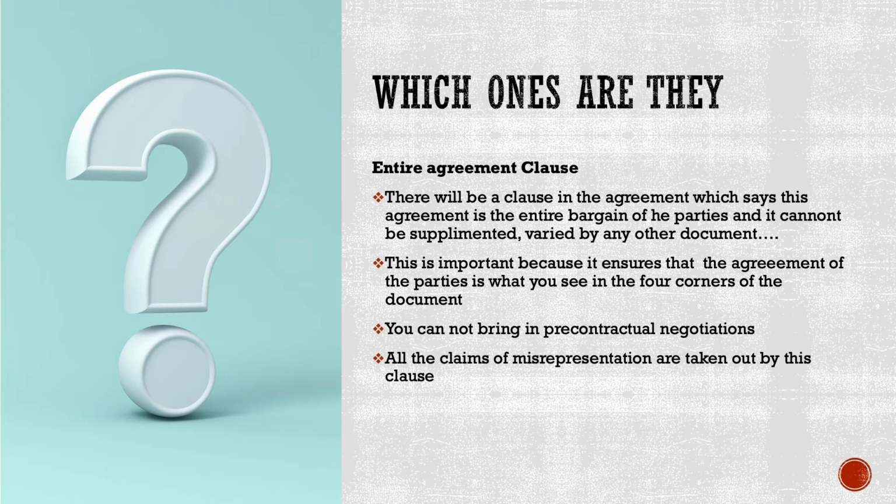And by the four corners of the document, what I mean is that you're only bound by what is written within that contract, and this is the essence of an entire agreement clause, excluding your past negotiations, anything that you might have agreed upon. And remember, as far as this clause is concerned, it will say that the bargain of the parties cannot be supplemented or rather varied by any other previous agreement or document. So focus on what you're signing as the ultimate document that is supreme to any previous negotiations that you've had. This is the entire agreement clause.